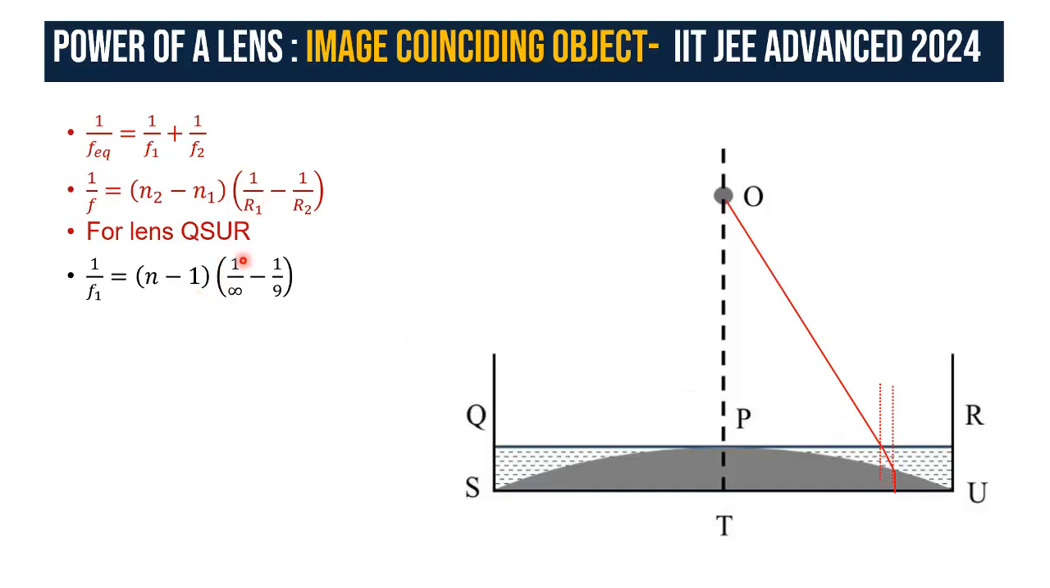For R1 and R2, on this face R1, light is coming from this side, so this R1 is infinite because this is a horizontal surface, so the radius of curvature of this surface will be infinite, and R2 for this is 9. So from here I can calculate 1 by f1. So 1 by f1 is equal to 0 minus 1 by 9 times n minus 1.